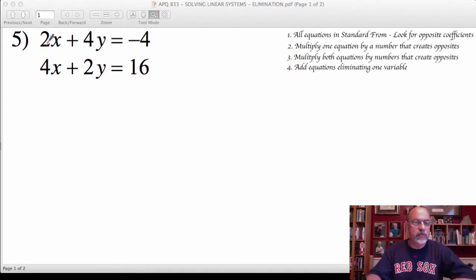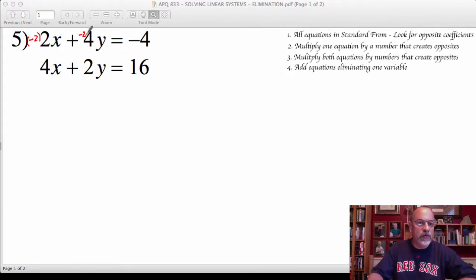Now 4 is a multiple of 2, so I can multiply 2 by 2 to get 4, and if I did a negative 2, that would be negative 4, creating opposites. I could also do the same with the y values, multiplying the second equation by a negative 2 to create the opposite with the 4y. Either one, it doesn't matter. We're going to go ahead and multiply the first one by a negative 2. So if I multiply this first number by negative 2, that's going to be the opposite of positive 4.